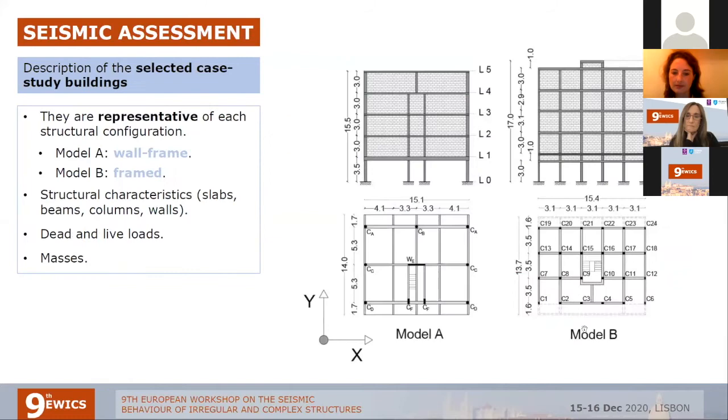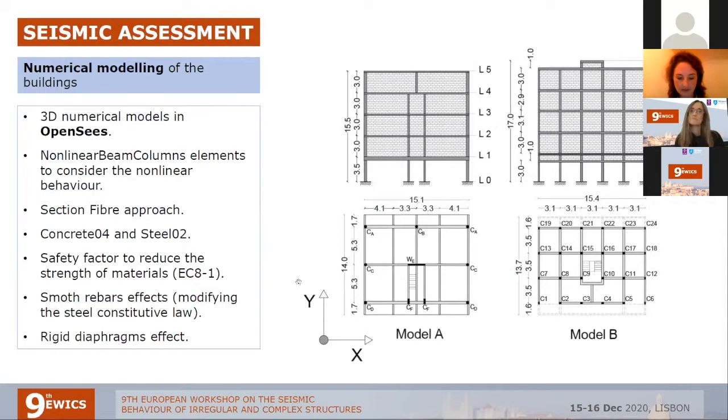We chose two buildings as representative of the building stock in the Alvalade neighborhood. Model A was a wall frame building. It had a wall in the middle of the plan, and then Model B was just a frame building. We considered different structural characteristics: the materials, the slab thickness, the beam and column sizes. We also considered the dead and live loads according to the Eurocode, and we applied the masses at the center of the buildings.